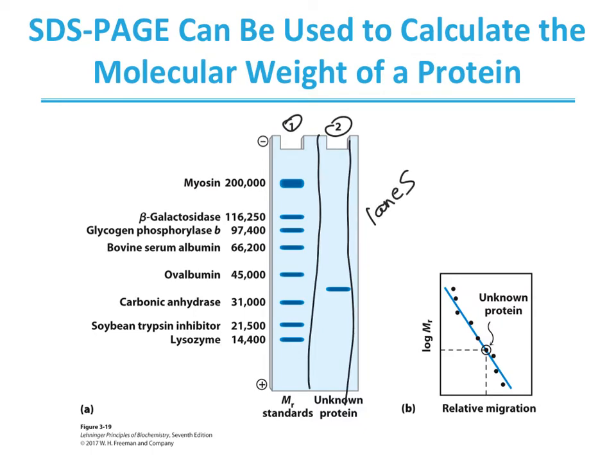And a plot of the log of the Mr of the marker proteins versus the relative migration during electrophoresis is linear, shown here. So you can make that plot and then figure out the molecular weight of the unknown protein.